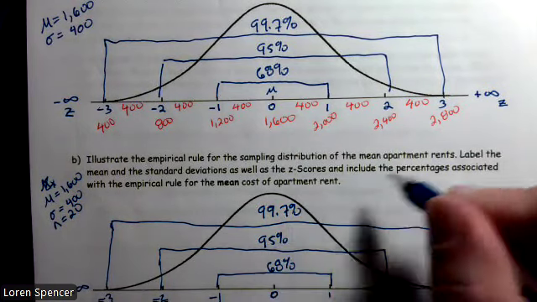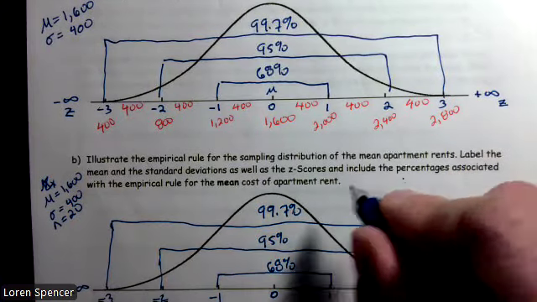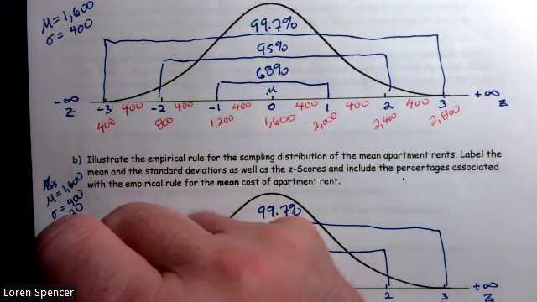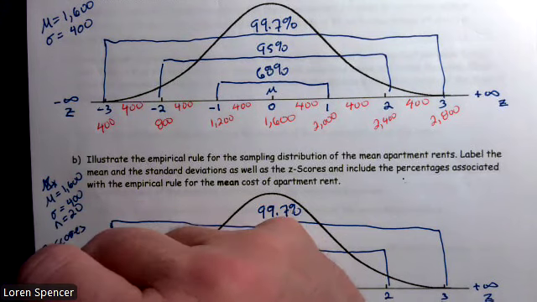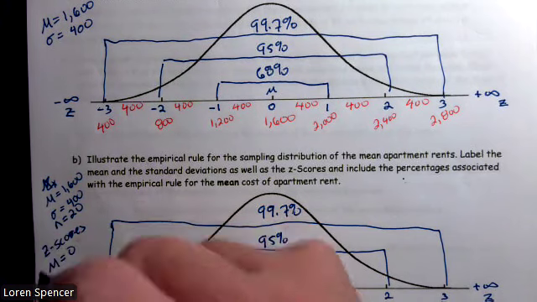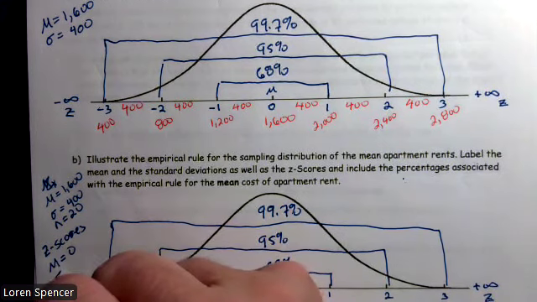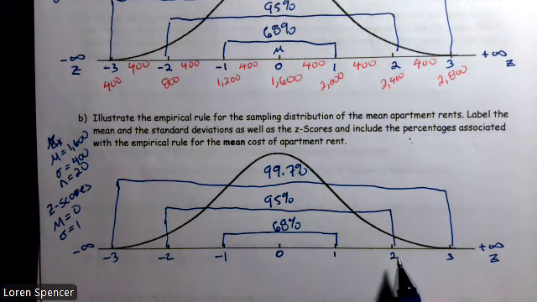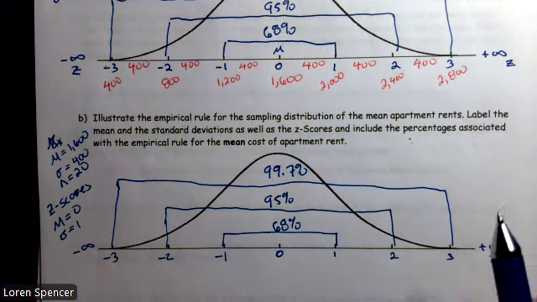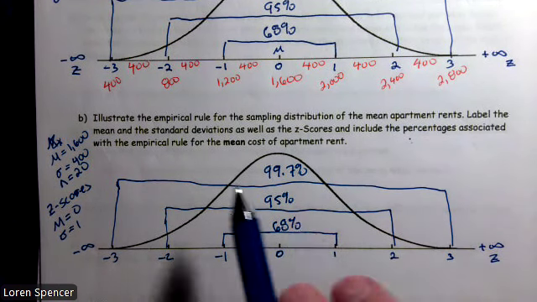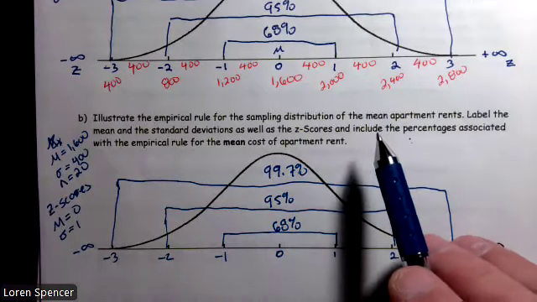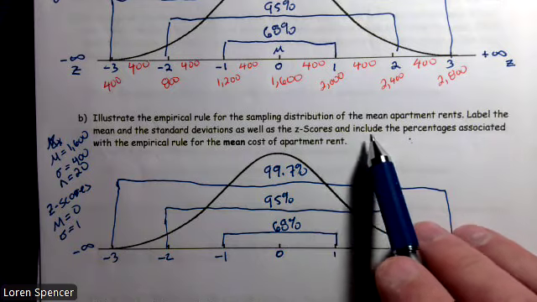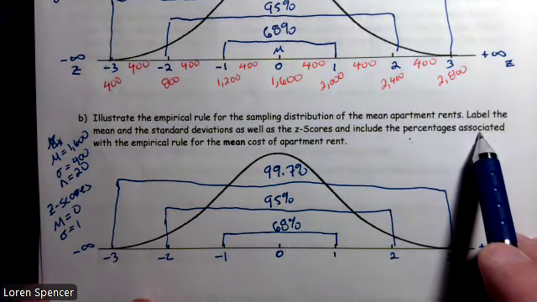I should make a note, and I'm going to do it this time. All z-scores for the normal have a mean equal to 0 and a standard deviation equal to 1, which is why we're just changing by 1 as we look at this. But it says label the mean and standard deviations as well as the z-scores and include the percentages associated with the empirical rule.